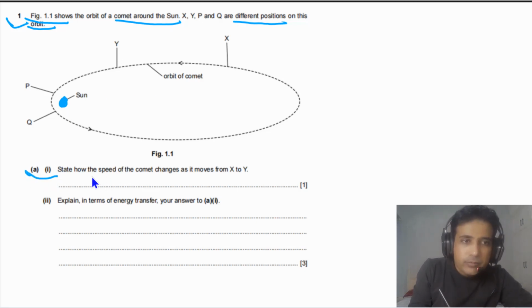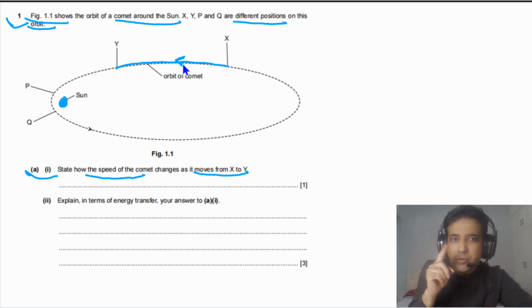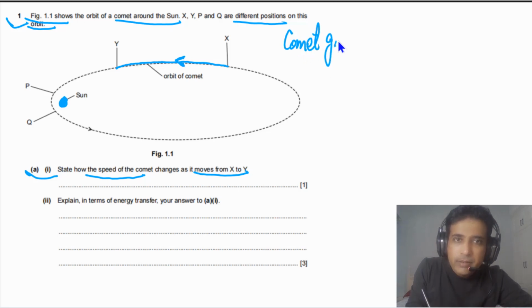For part A1, state how the speed of the comet changes as it moves from X to Y. So when the comet moves from X to Y, we need to state how the speed of the comet changes. Is the speed of the comet increasing? Is the speed of the comet decreasing? Or does the speed of the comet remain constant? As the comet moves from X to Y, we can simply say the comet gets closer to the sun.